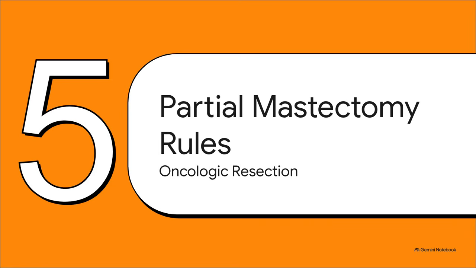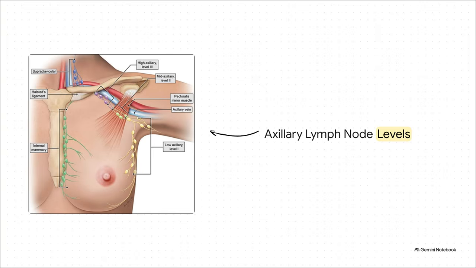Next up is Section 5, Partial Mastectomy Coding Rules. Now, as we escalate all the way up to oncologic resection, let's see how this anatomy builds our understanding of CPT 19302. You can clearly see the low axillary level 1 nodes, the mid-axillary level 2 nodes tucked right behind the pectoralis minor, and the high axillary level 3 nodes.